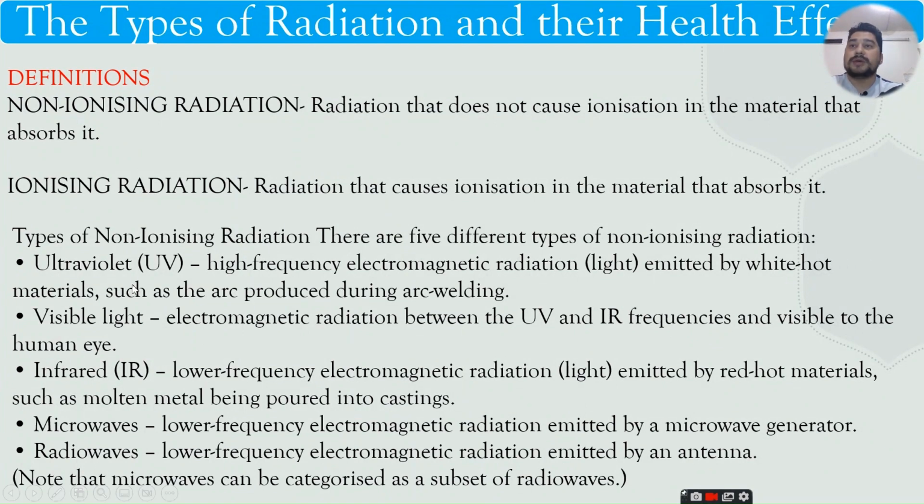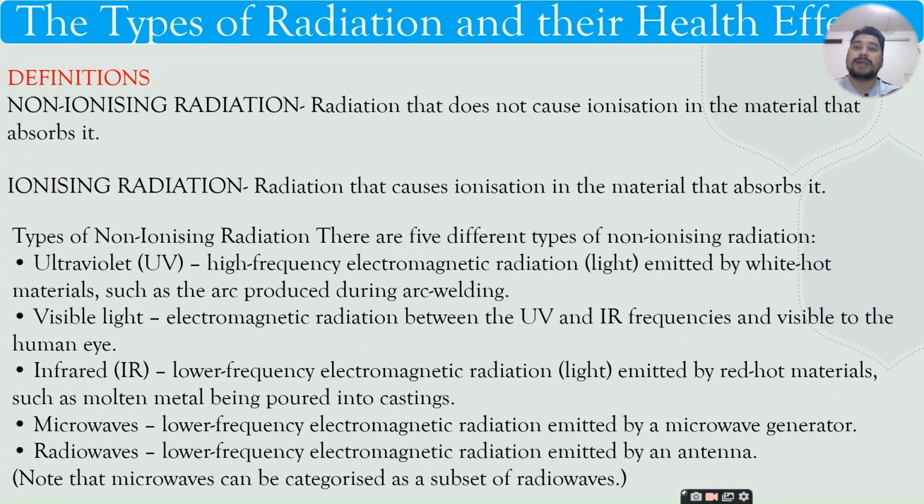So what is UV? Ultraviolet rays are high frequency electromagnetic radiation emitted by white hot material such as arcs produced during arc welding. So during the welding process where we are doing the arc welding, at that time ultraviolet rays will also be produced. It is a non-ionizing radiation also. The ultraviolet rays, as you know, we naturally get from the sun also. So this is the ultraviolet rays.